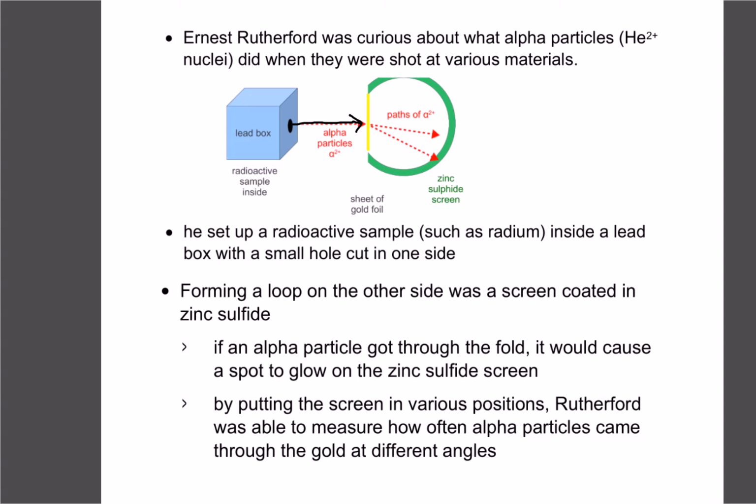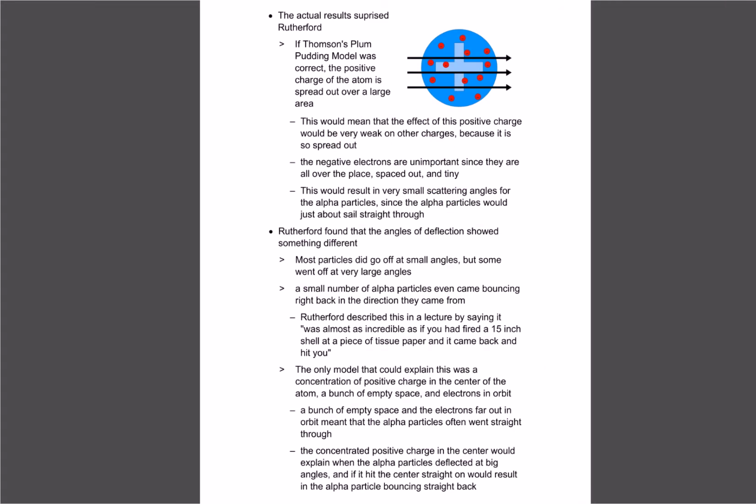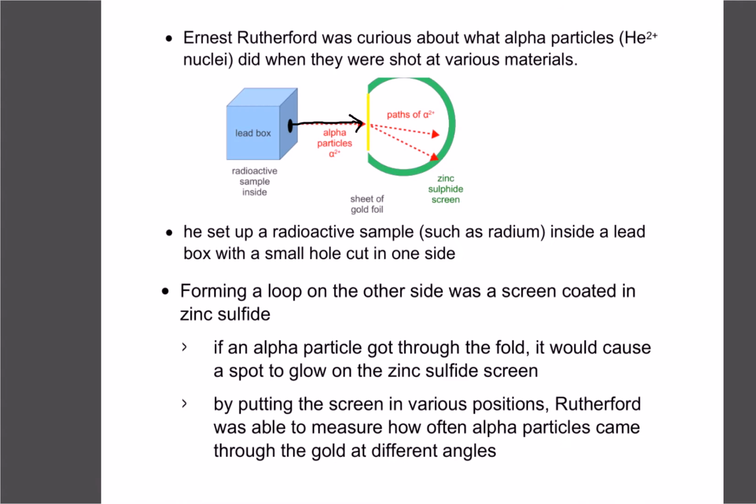Once they hit the gold foil, he could see what path the alpha particles were going through. So let's go back to the other diagram. There are basically three results. The alpha particle hit the gold foil and bounced straight back. That was one option. Or it hit the gold foil and just went straight through was the second option. Or it hit the gold foil and was deflected at some sort of angle. So you got different kinds of angles, being straight through or bouncing completely straight back.